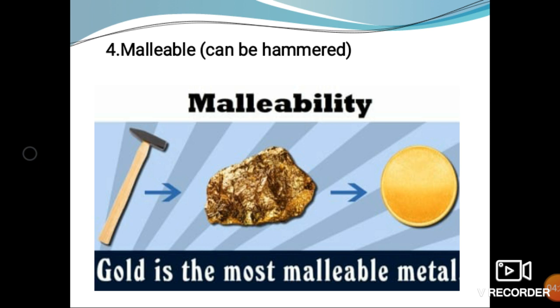And malleable, can be hammered. Okay, from the picture you can see that gold is the most malleable metal. You can hammer it. You can make it into thin sheets. Even if it looks like a stone, when you hammer it and make it into thin sheets, you can make it like that. That is malleable.